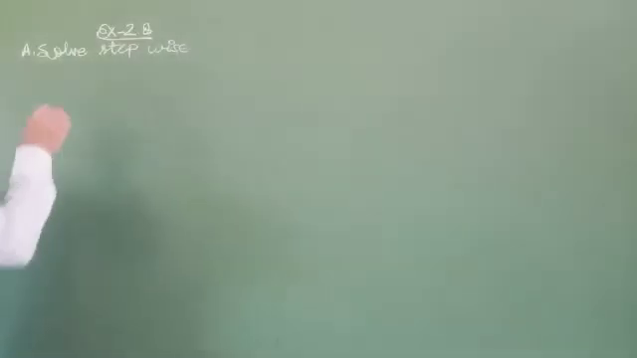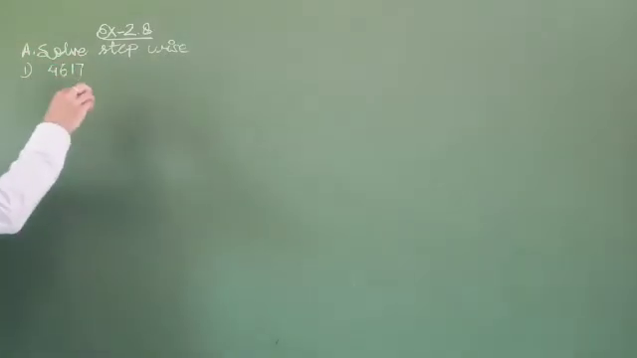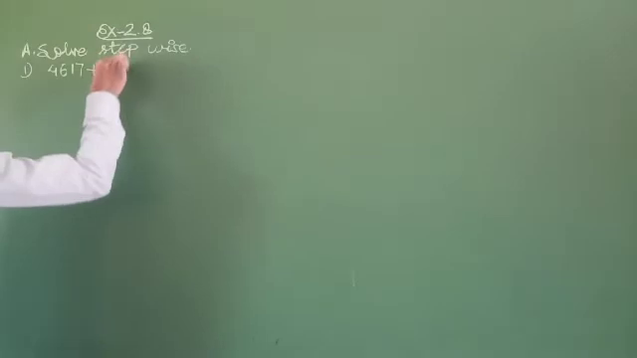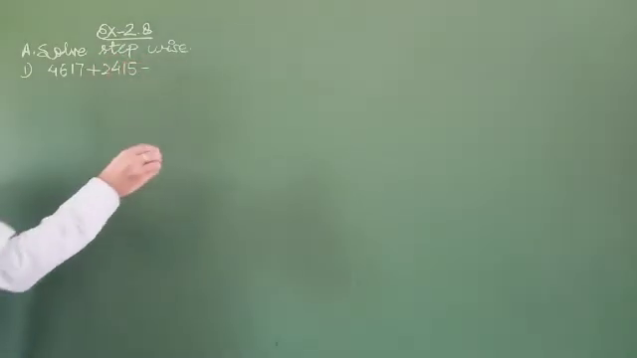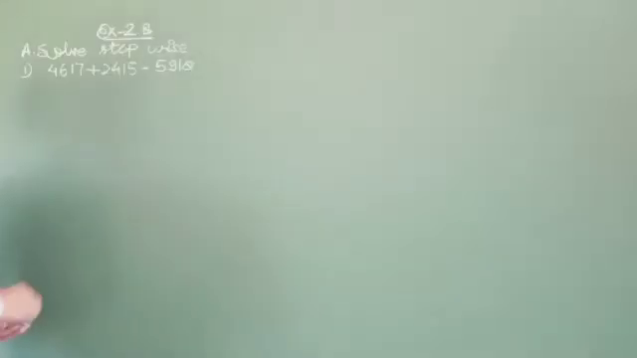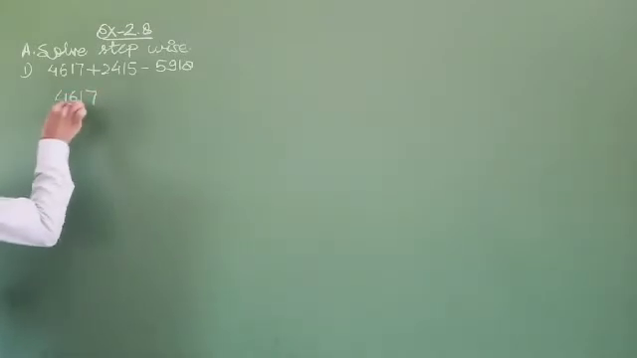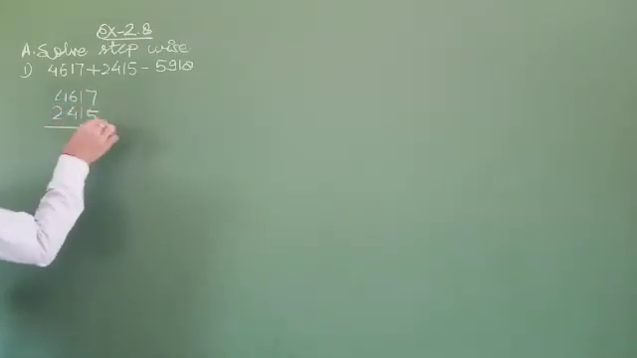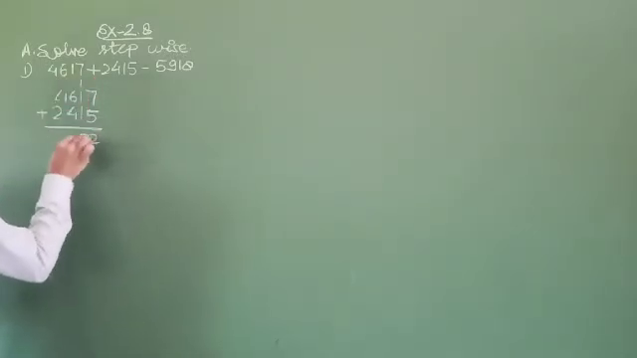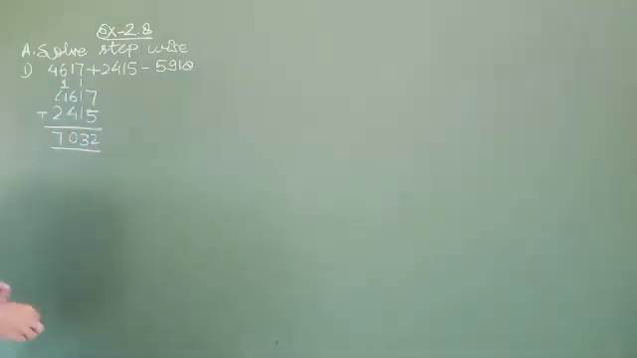Okay, so the first question is 4617 plus 2415 minus 5918. Firstly we have to add 4617 and 2415. 7 plus 5 is 12, 2 and 1 carry; 1 plus 1 is 2, plus 1 is 3; 6 plus 4 is 10, 0 and 1 carry; and 4 plus 2 plus 1 is 7. That is 7032.